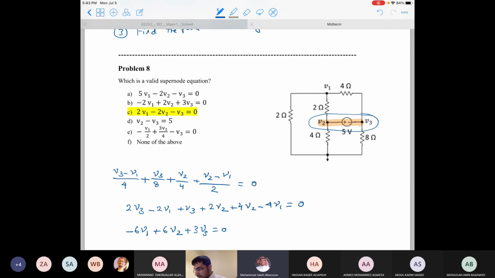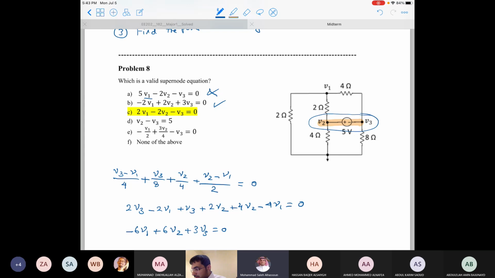I don't see anything like this. This one cannot be this equation. This one cannot be this equation. This one is missing clearly. To eliminate this equation, it's clear that the first term, the term associated with V1, is equal to the term associated with V2. So this eliminates this equation.